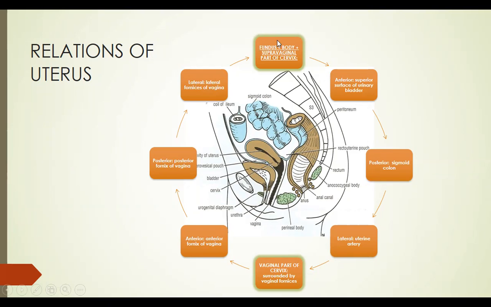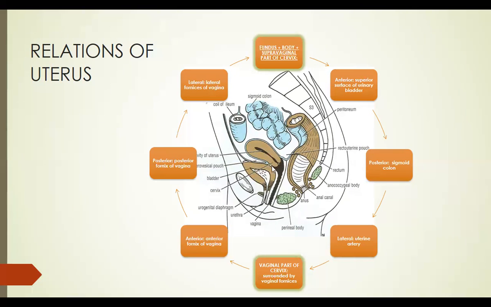Coming to the body, fundus, and supravaginal part of the cervix. Anteriorly, if you see here in the front of the fundus, body, and supravaginal part of the cervix, we have the urinary bladder. Anteriorly, we have the superior surface of the urinary bladder. Posteriorly, if you see, this is the sigmoid colon. So posteriorly, we have the sigmoid colon.